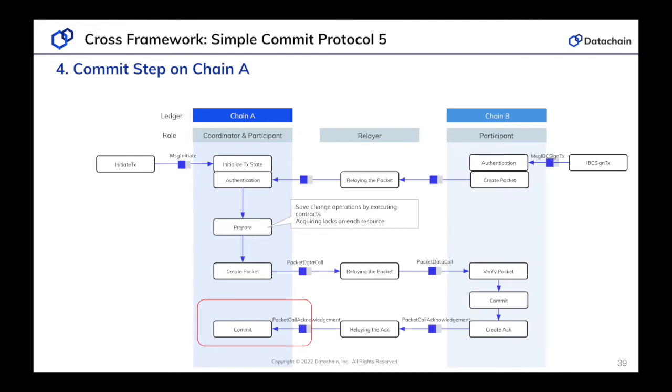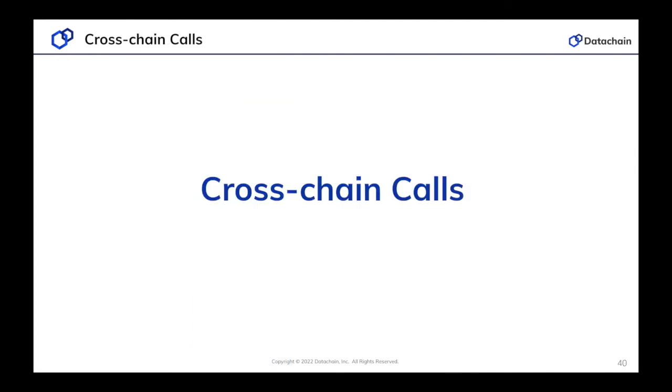Next, commit step on chain A. Chain A receives the packet and checks status. If the status is OK, chain A commits change operation in the state store and removes the lock. If the status is failed, it discards change operation in the state store and deletes the lock.